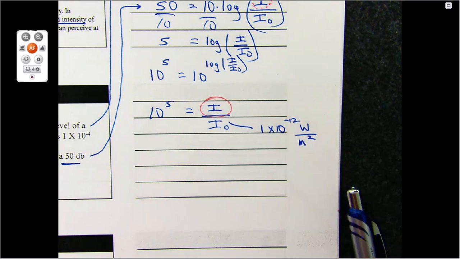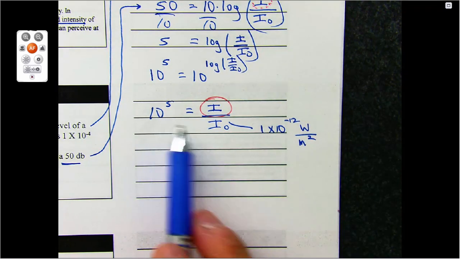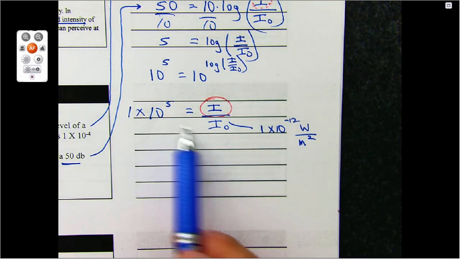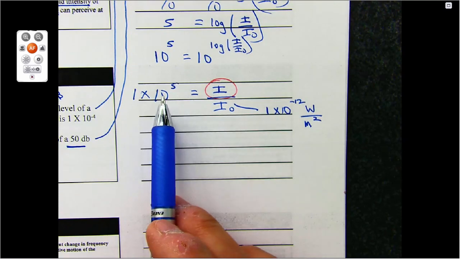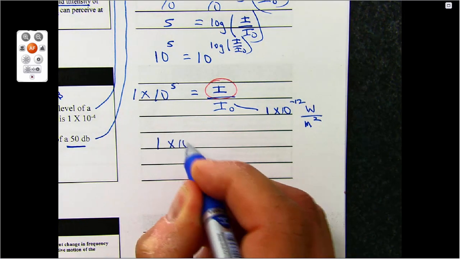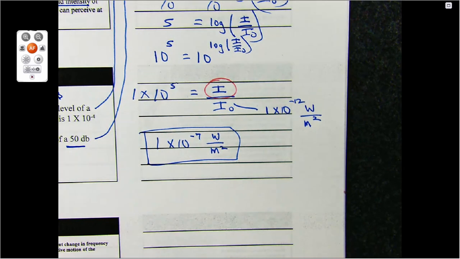And if I solve this for my intensity by just multiplying, I am going to get what? This would be 1, by the way, times 10 to the 5th. If I multiply just by adding exponents, I'm going to get negative 7, aren't I? I should get 1 times 10 to the minus 7.